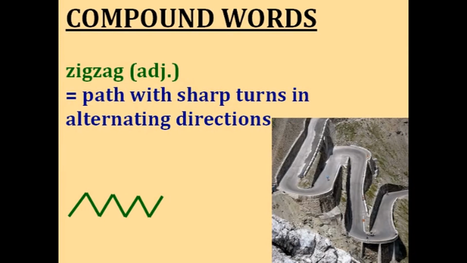Zigzag. This is a fun word to say, zigzag. Something that is zigzag follows a path with sharp turns in alternating directions. You can see that green line that goes back and forth. And the picture shows a zigzag road. So you've just learned some compound words from A to Z.